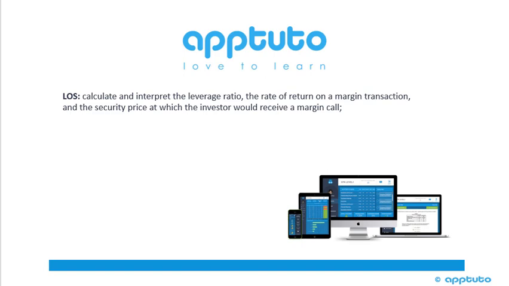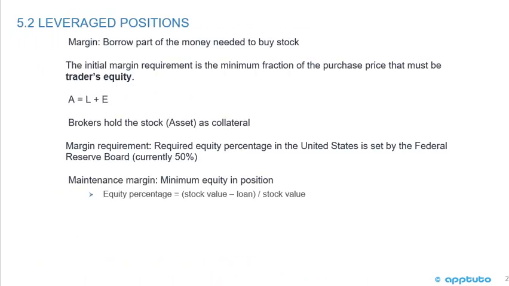This LOS is to calculate and interpret the leverage ratio, the rate of return on a margin transaction, and the security price at which the investor would receive a margin call. Leverage positions. Now we're going to look at when we're buying stock, but we're using some borrowed money.